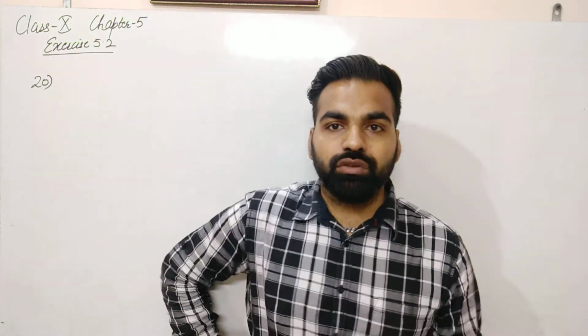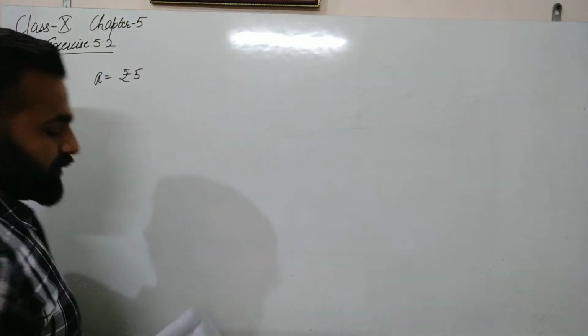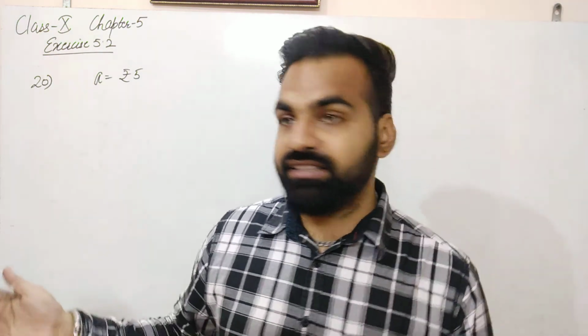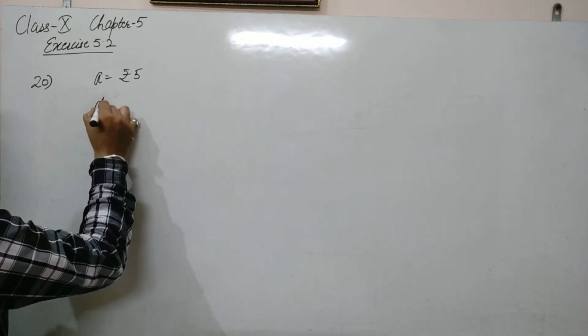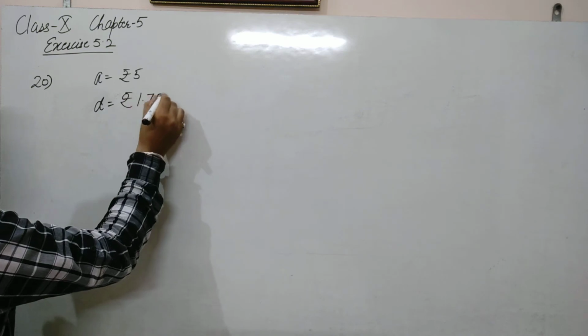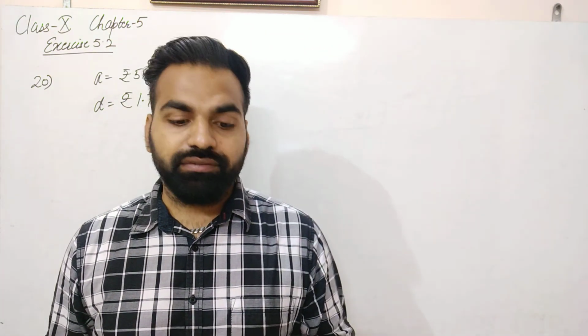Question number 20, last question of the exercise. This is almost same question as question number 19. Ramkali saved rupees 5 in the first week. So the savings in the first week is rupees 5. So let us say A is rupees 5, and then increased her weekly savings by rupees 1.75. So the savings are increasing in every week. So since the savings are fixed, the value of D is rupees 1.75. Clear everyone? If in the nth week her weekly savings become rupees 20.75, find the n.